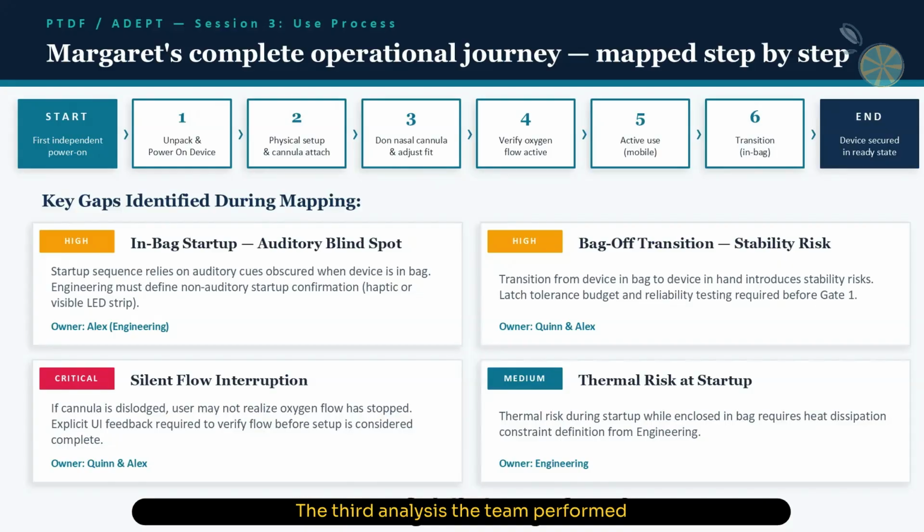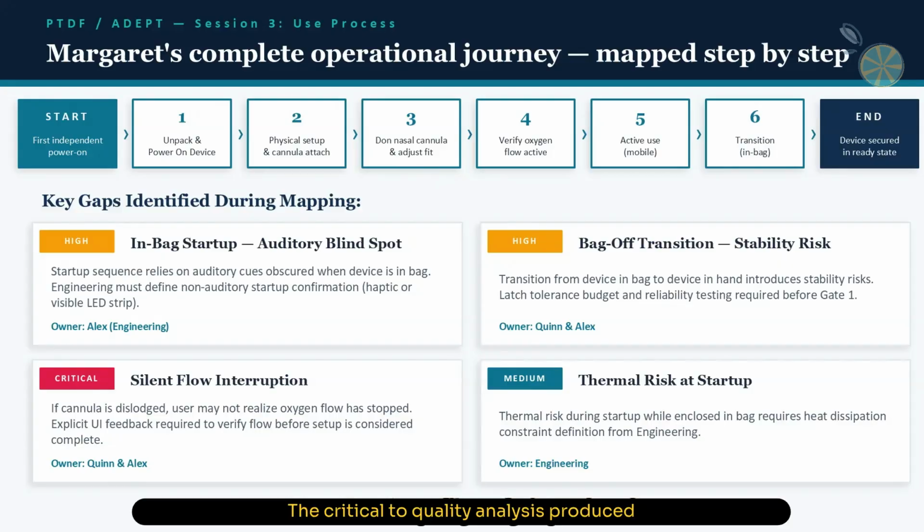The third analysis the team performed was they mapped Margaret's use process. They rated each step by criticality and identified what the use process reveals about the device design. They identified 8 steps, from first power on through physical setup, donning the cannula, verifying oxygen flow, active mobile use, transitioning the device to the carry bag, all the way to device-ready state.